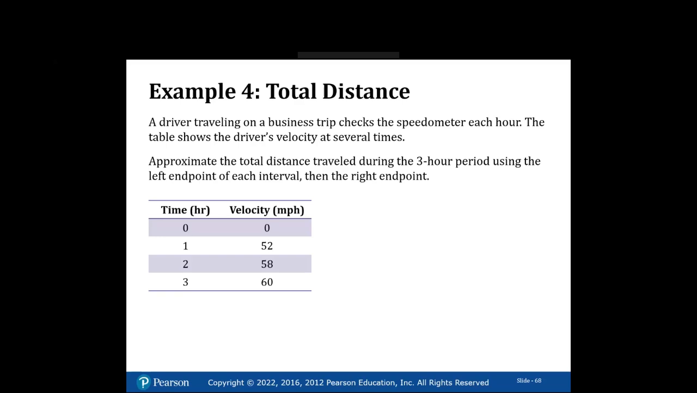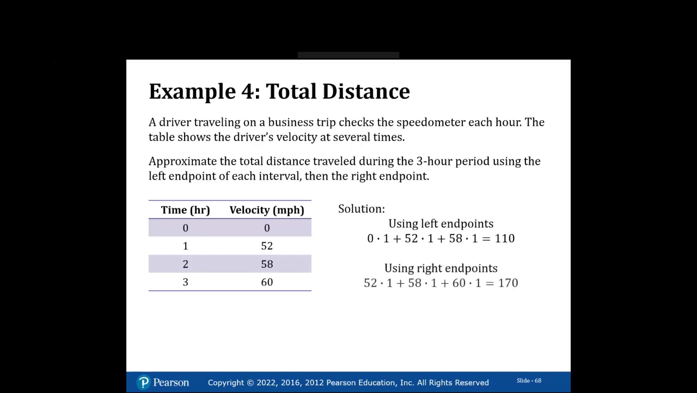So we want to approximate the total distance traveled during the 3-hour period using the left endpoint and then also using the right. So if I use the left endpoint, I want 0 and I want 52 and I want 58 because I'm using the left side. That gets me 110. If I use the right endpoints, now I want 52, 58, and 60 because I'm using the right side.